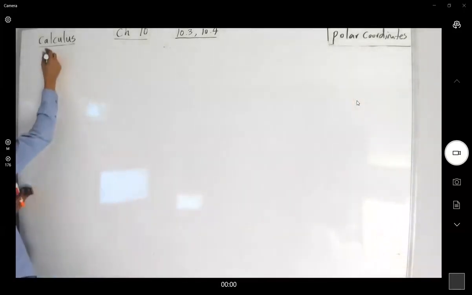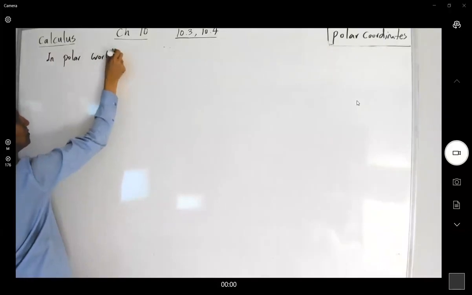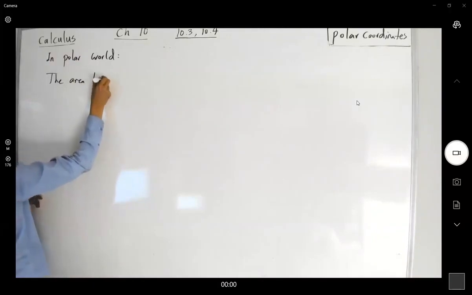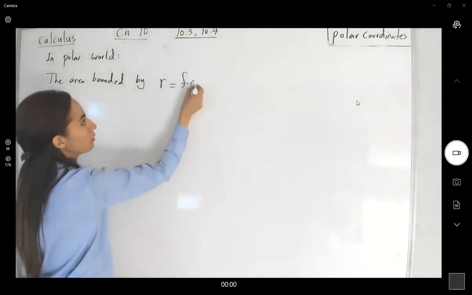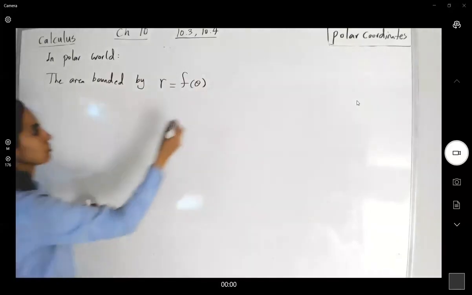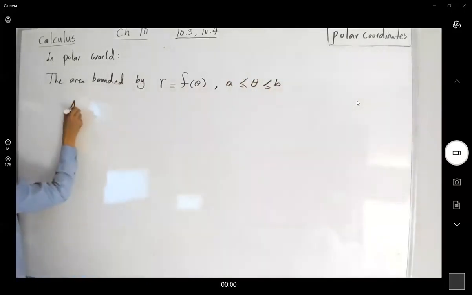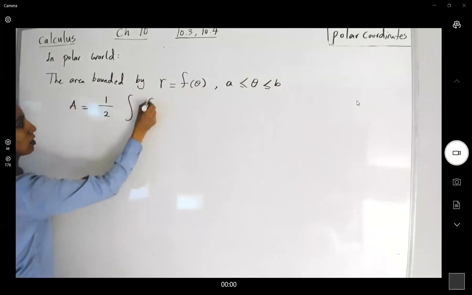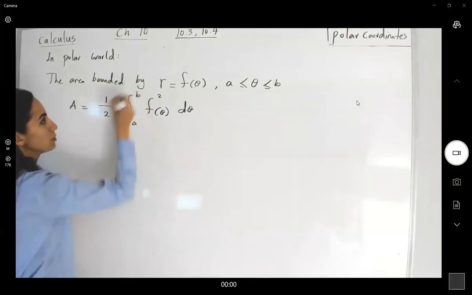So in polar world, the area bounded by r equals f of theta, while theta is bounded between a and b, is A equals a half integral of f of theta squared d theta, theta ranges between a to b.